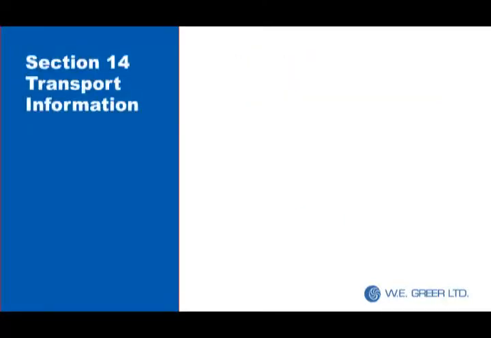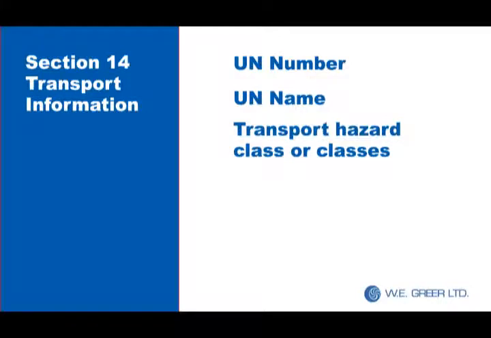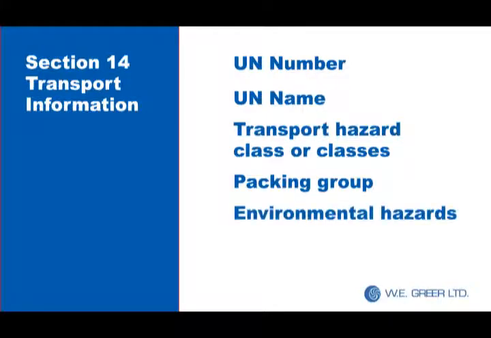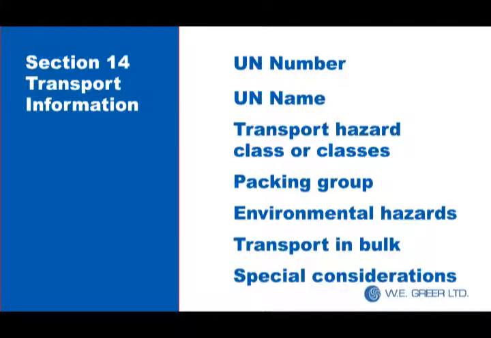Section 14, Transport Information, includes information such as the UN number, UN name, transport hazard class or classes, the packing group, environmental hazards, transport in bulk, and any other special precautions used for when the product is being transported.